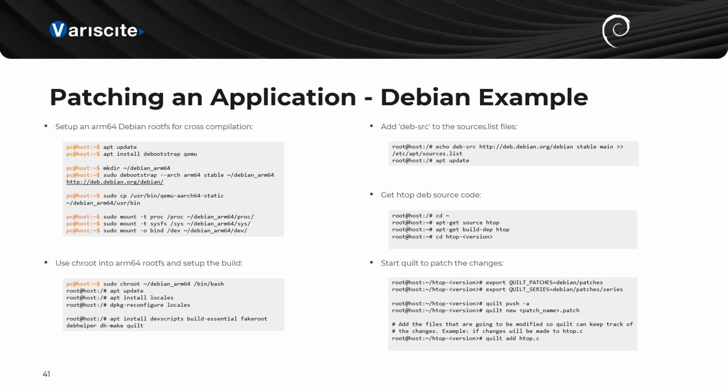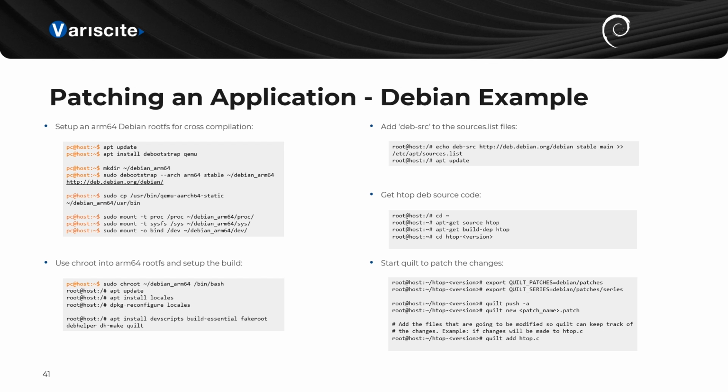So first, we need to set up a cross-compile environment on our machine to build an ARM64 application. We need to install the required packages, use the bootstrap to create a minimal ARM64 Debian file system, use the QEMU static binary to emulate an ARM64 environment on chroot, actually start the chroot environment and set up the basic configurations for that environment.